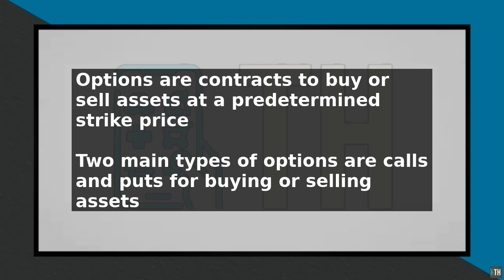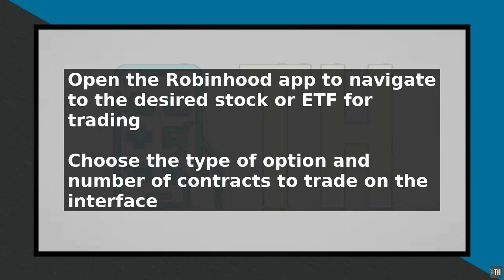To place an options trade on Robinhood, open the app and navigate to the stock or ETF you want to trade options on. Tap the trade button and select buy or sell to open the options trading interface. You can then choose the type of option you want to buy or sell and the number of contracts you want to trade. Each options contract represents 100 shares of the underlying asset, so buying one call option contract gives you the right to buy 100 shares of the underlying stock at the strike price.